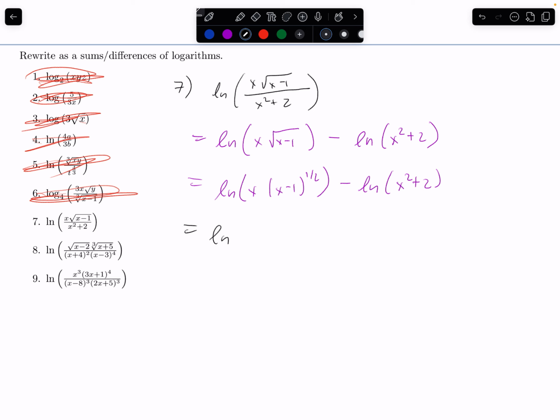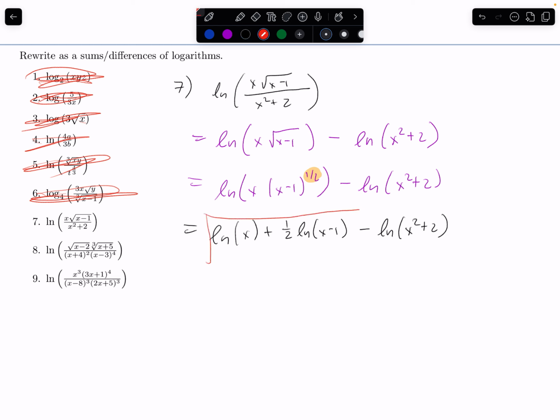Okay, I'm going to take care of the multiplication now. So it's going to be ln x plus ln of... can I do 2 steps in one, guys? So I have this power, right? I'm going to just pull it down as I split it up. So what do I mean? If you don't like that, then you can separate these 2 steps. But this is really just half ln of x minus 1. Here I got minus ln of x squared plus 2, and that guy's just stuck.